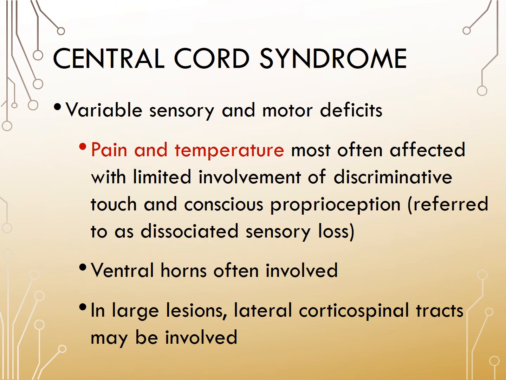The sensory and motor deficits associated with central cord syndrome are highly variable depending upon the extent of the lesion. But the anterior white commissure is always affected and typically one of the first things to be affected. So there is pronounced impact on pain and temperature. There is often sparing or much less impact on the dorsal column. So discriminative touch and conscious proprioception may be spared or have limited involvement.